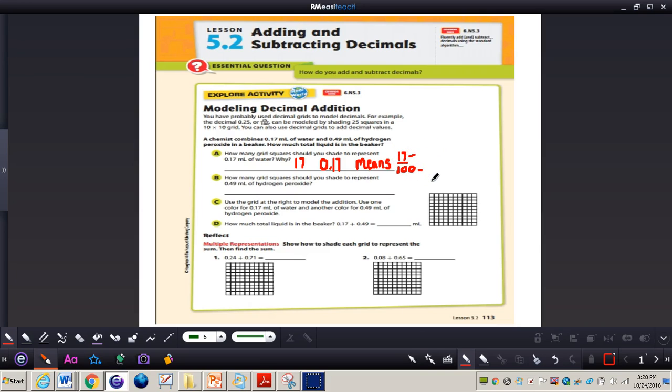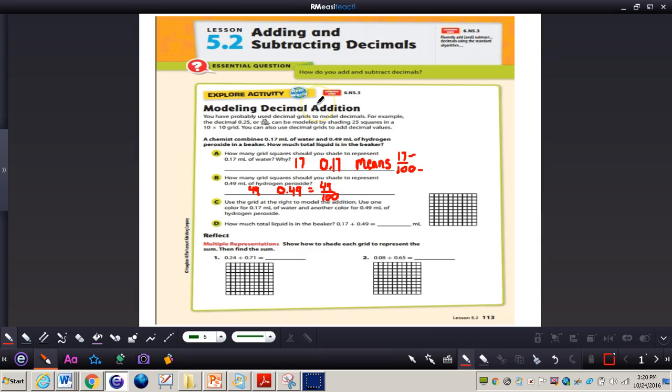Let's look at letter B. How many grid squares should you shade to represent 49 hundredths milliliter of hydrogen peroxide? And for this answer, we'll write 49. Okay, and the reason for that is 49 hundredths equals 49 over 100.